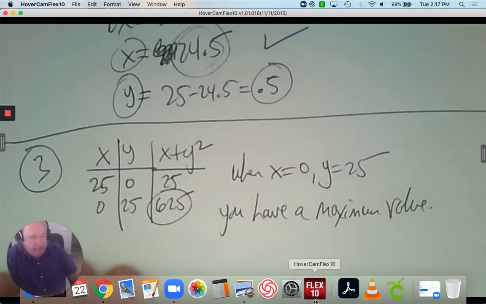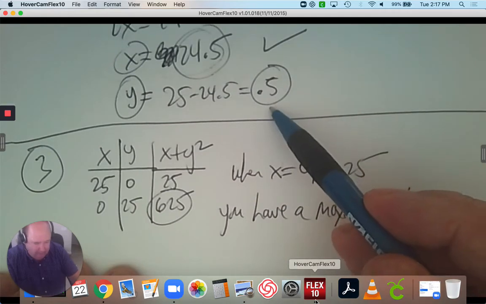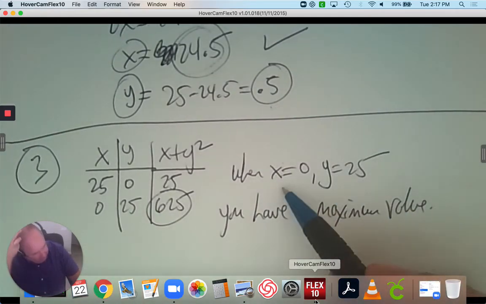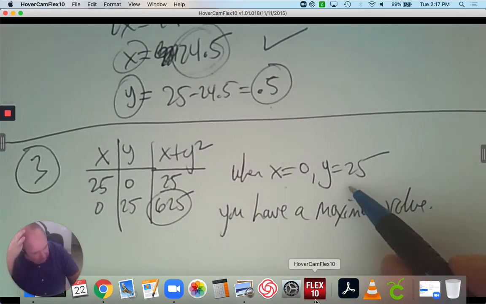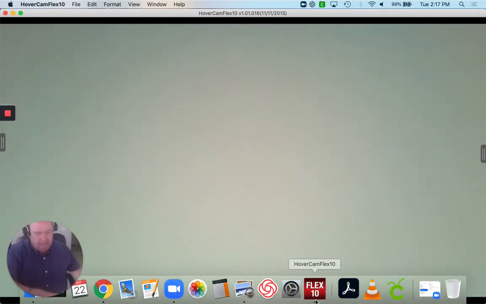So for a minimum value, x would be 24.5 and y 0.5. For a maximum value, x would be 0 and y would be 25. All right, that's number 3. Now we're on to number 4.